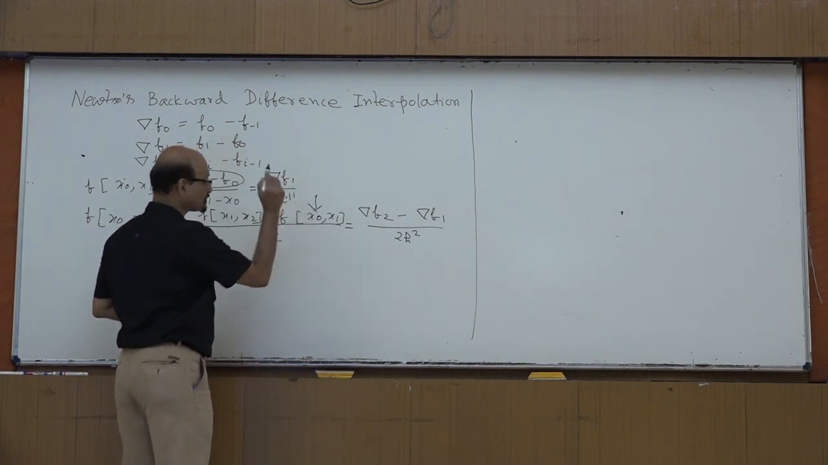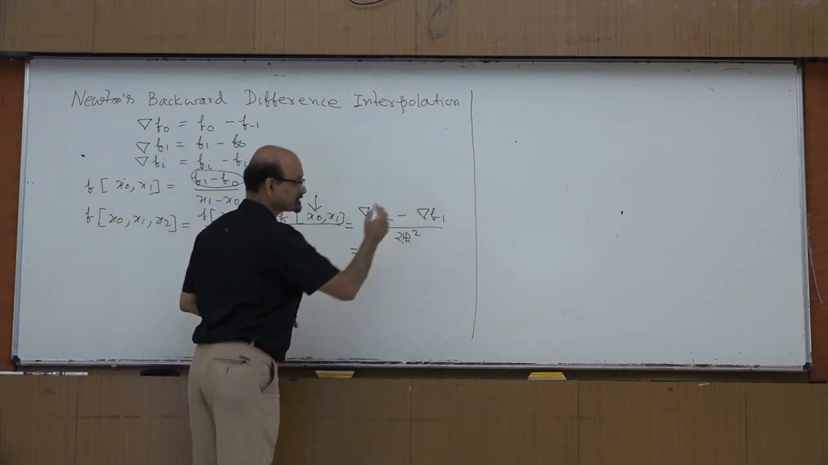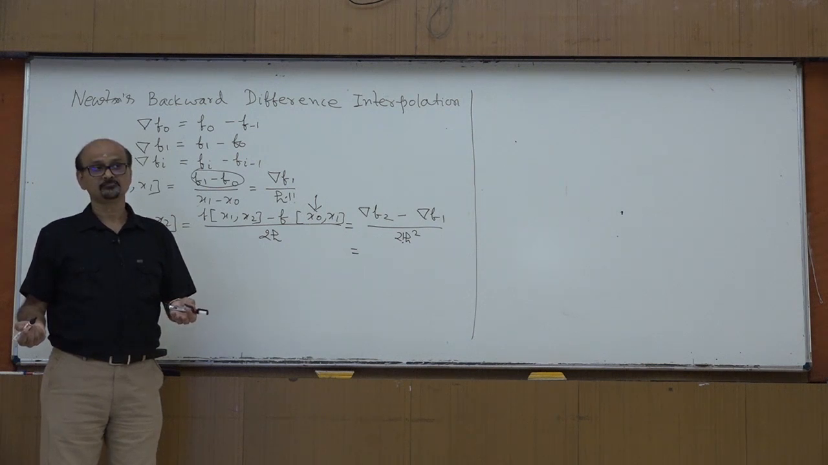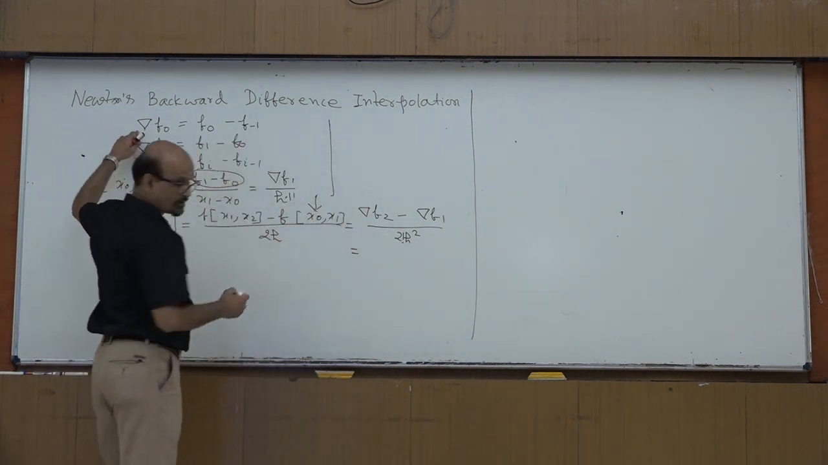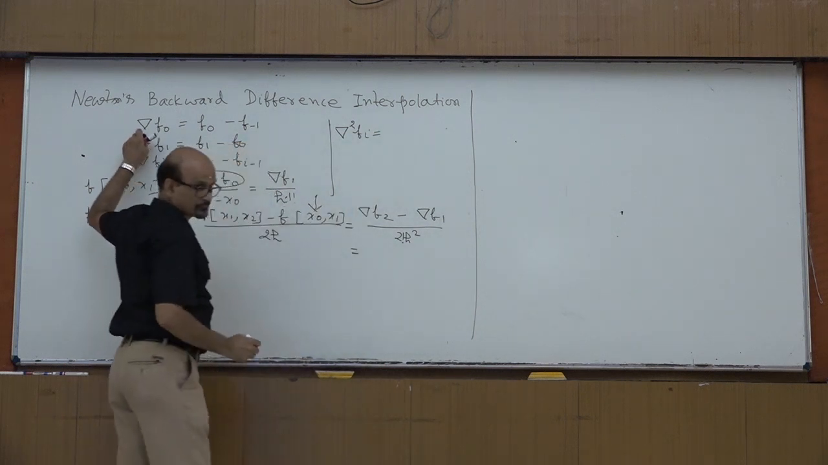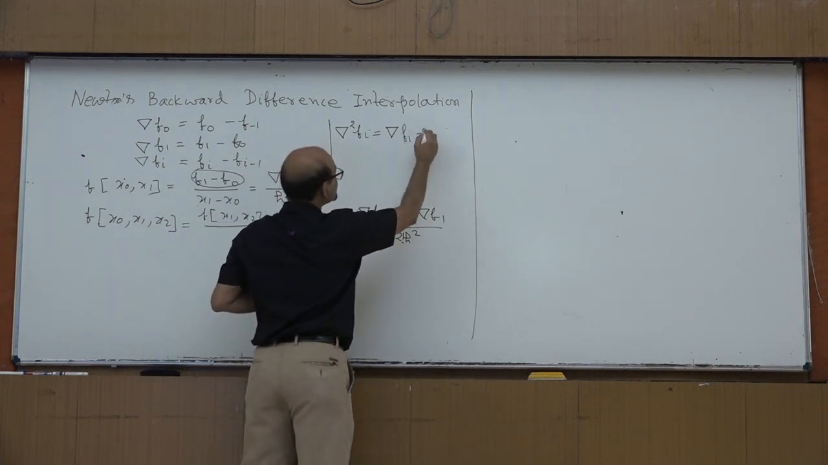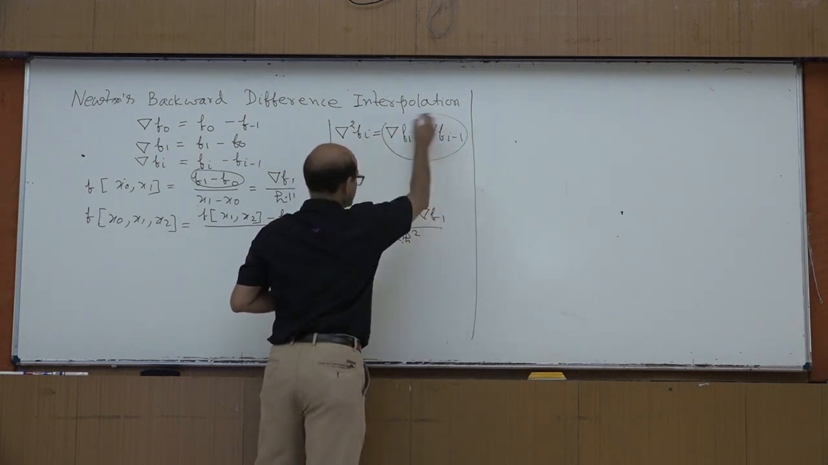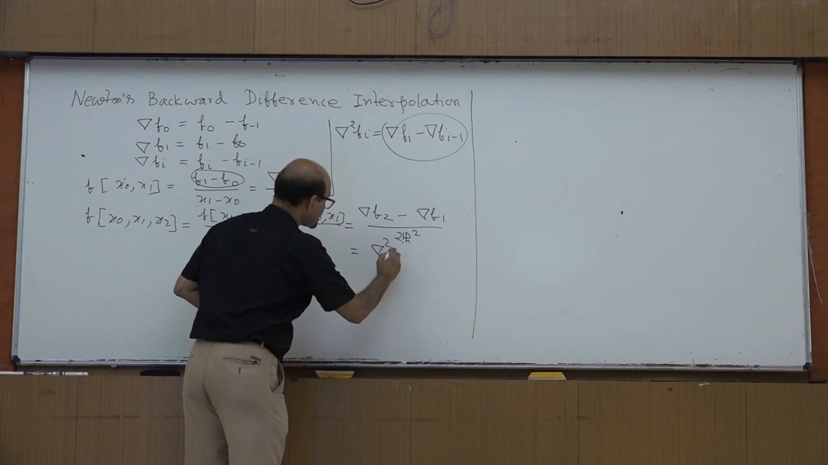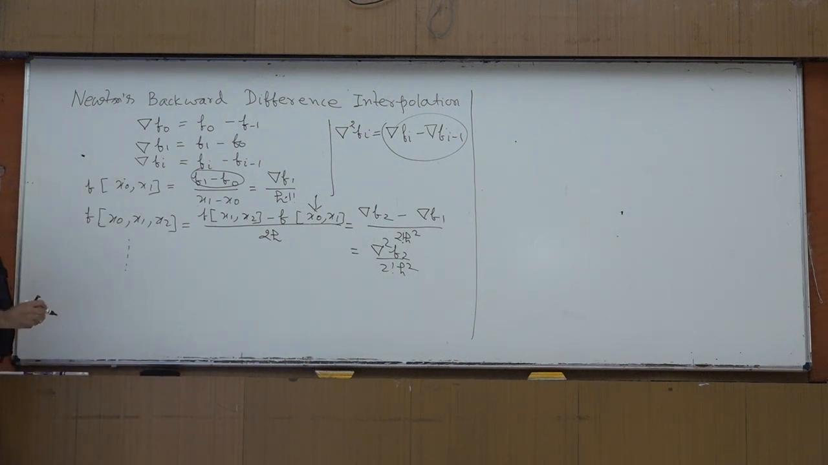Here I can multiply with 1 factorial, and this 2 is factorial. So what we will get? Nabla f2 minus nabla f1, which I can write in terms of backward difference, second order. When I defined this in the last class, if I want to write nabla 2 fi, second order, what we had written? One order less, nabla fi minus nabla fi minus 1. Following this, we will have nabla 2 f2 by 2 factorial h square. Understood? In this way I can proceed, and you can use induction.